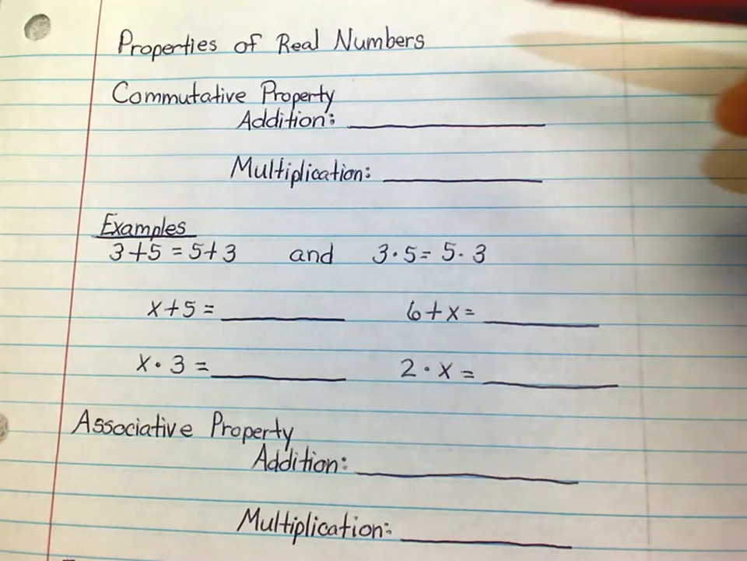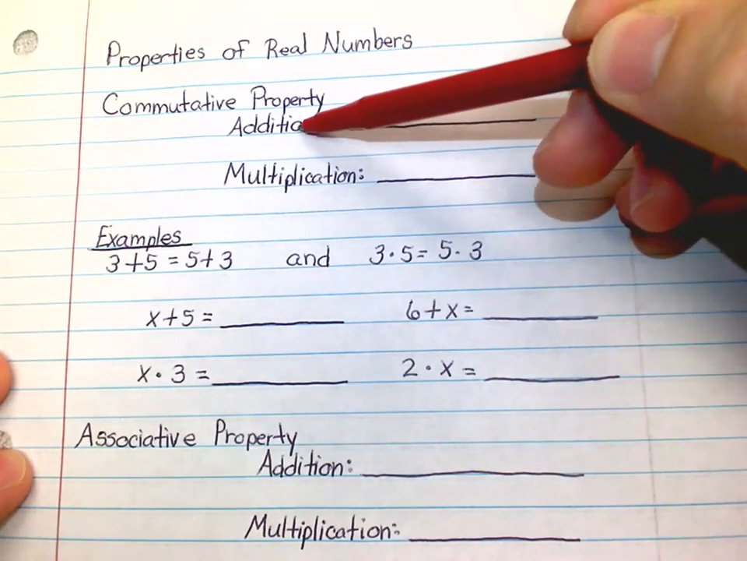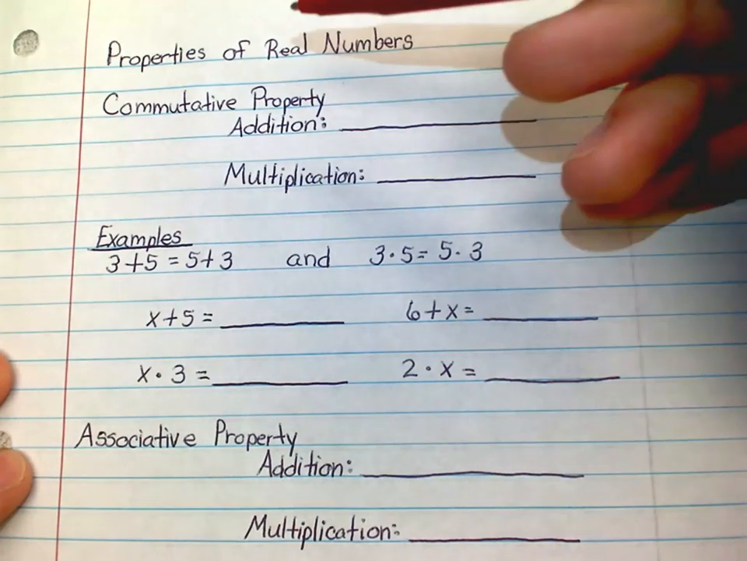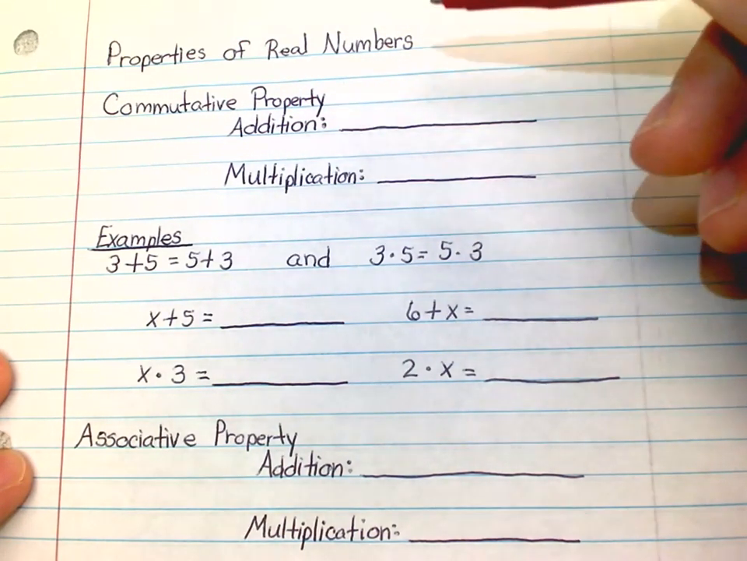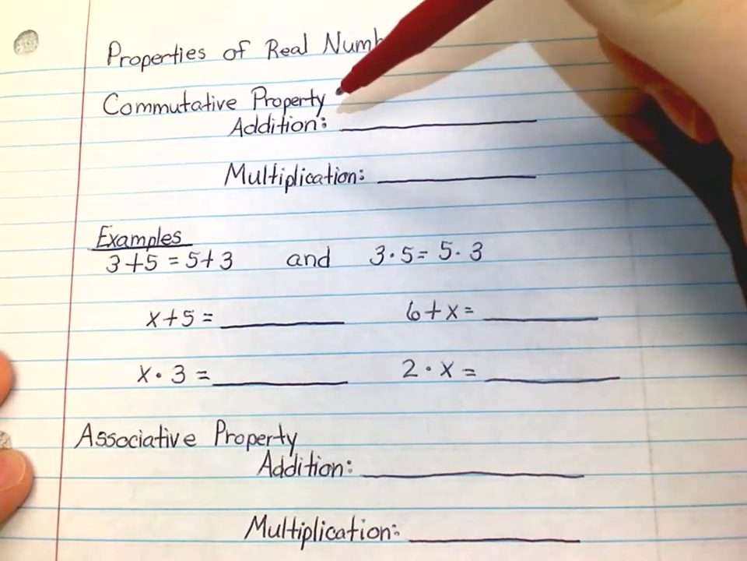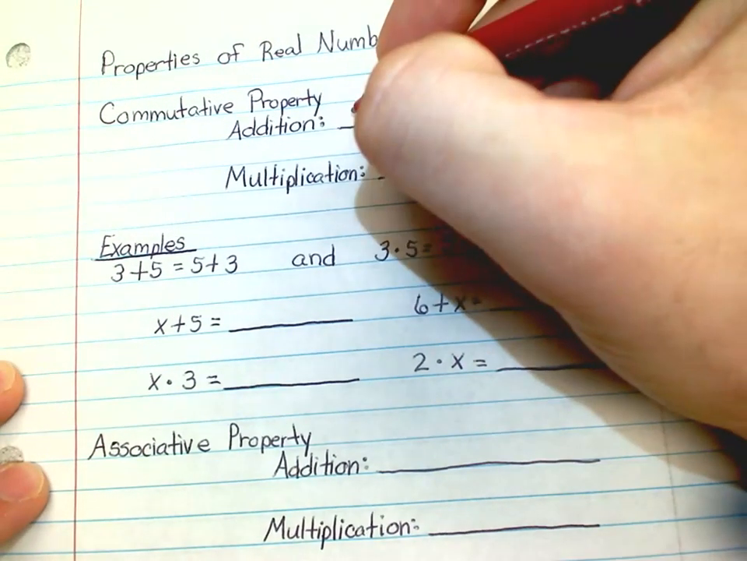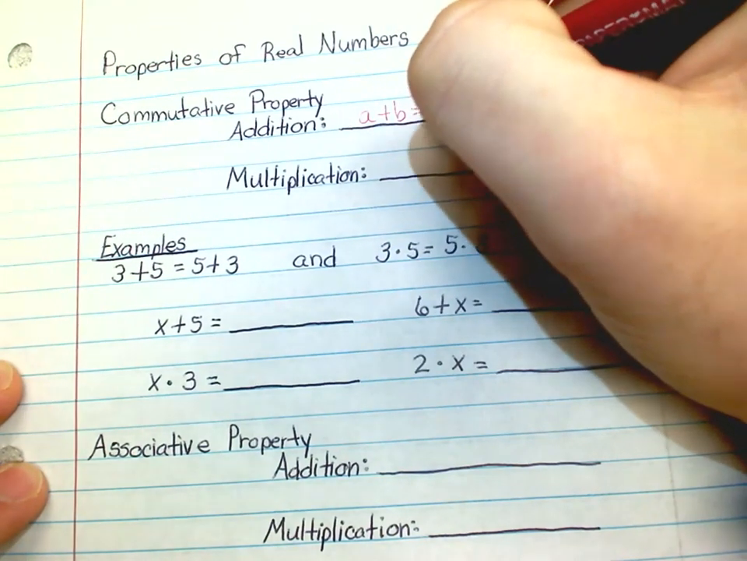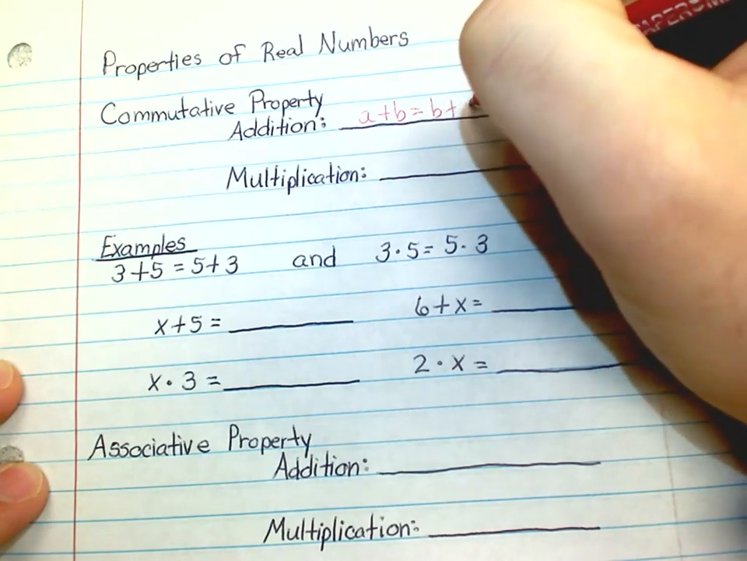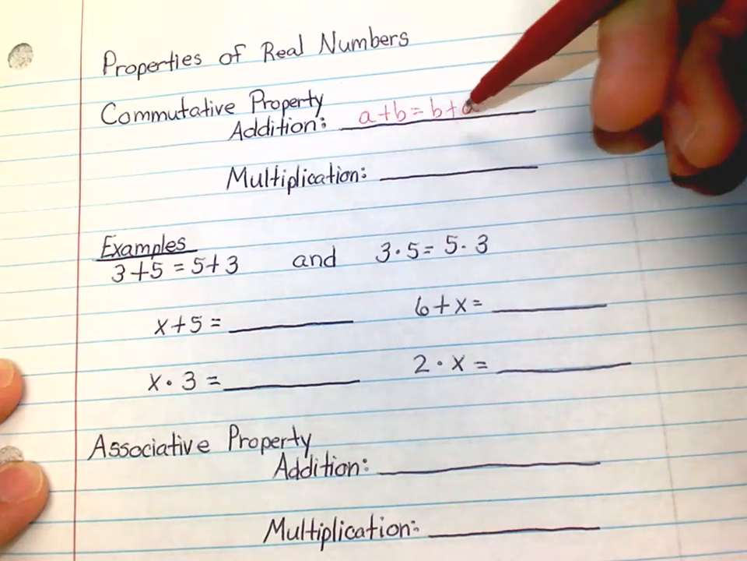Okay, to start, let's talk about the commutative property. There are two aspects of it: the aspects of addition and the aspects of multiplication. The addition part of the commutative property means that you can add two real numbers together and the order of the two will not affect the results. So abstractly we can write this as A plus B equals B plus A. And as you can see, it doesn't matter which way we add the two, we're still going to get the same result.